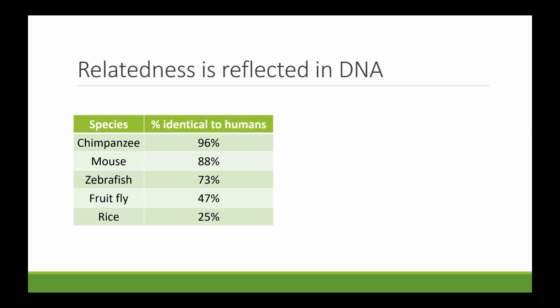Now, the fact that chimpanzees share 96% of their DNA with humans, does this mean that chimpanzees are the ancestors of humans? No, it doesn't. This is one of the most common misconceptions about evolution. The idea of evolution does not claim that humans evolved from chimpanzees. That would be like saying you evolved from your cousin. Humans and chimpanzees are very, very distant cousins.